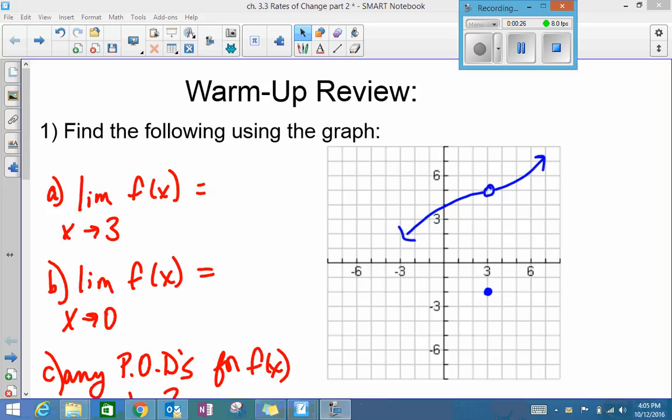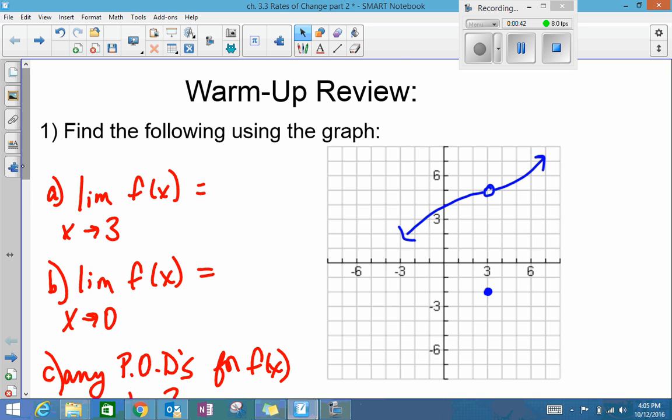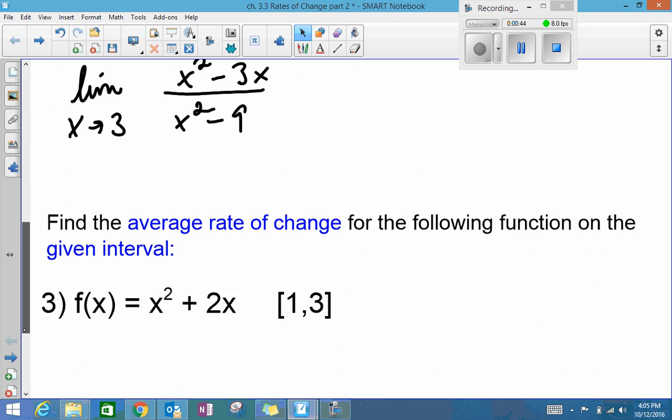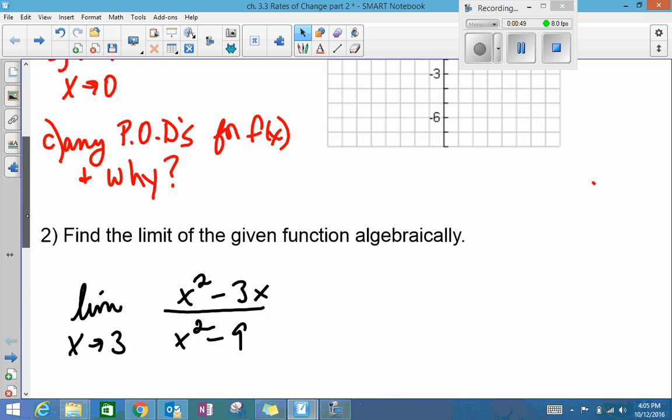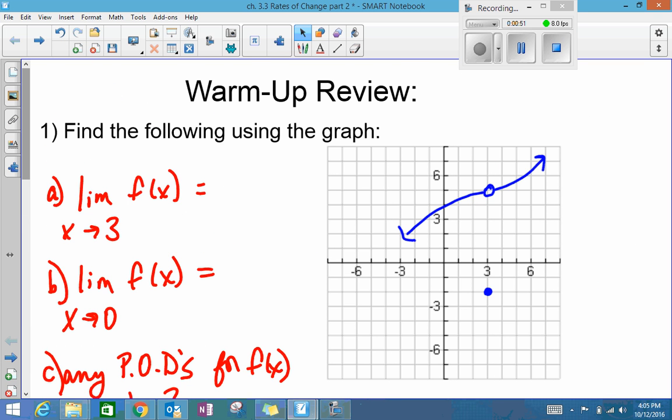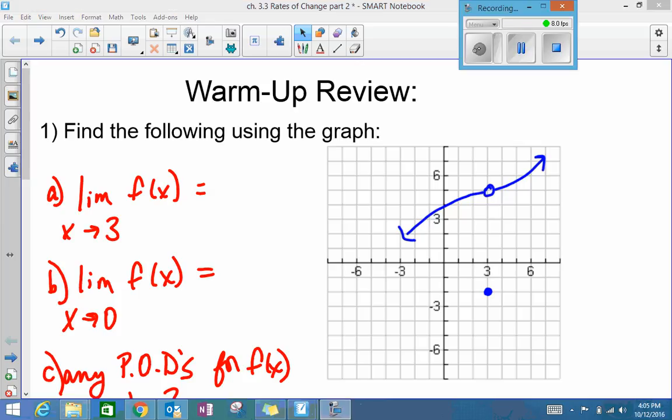So first we're starting with a warm-up that is kind of a review of everything we've done so far and that we will continue to use. So what I'd like you to do right now is pull out the blank notes and go ahead and pause this video and complete the warm-up review. There are four questions that review everything we've done so far. So pause this and fill all those out, and then we're going to talk about them.